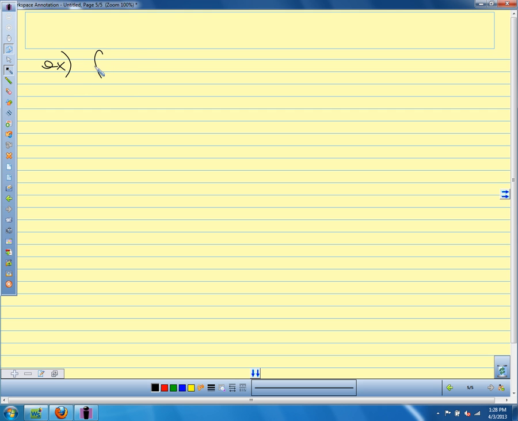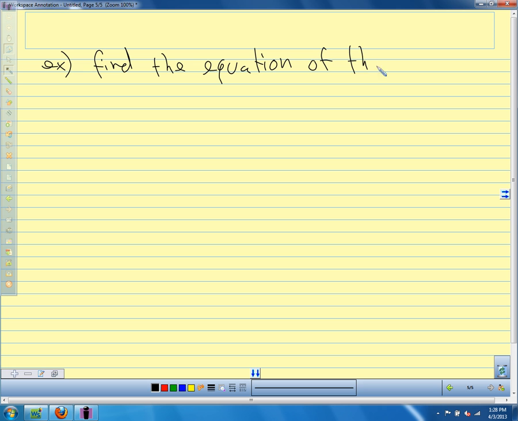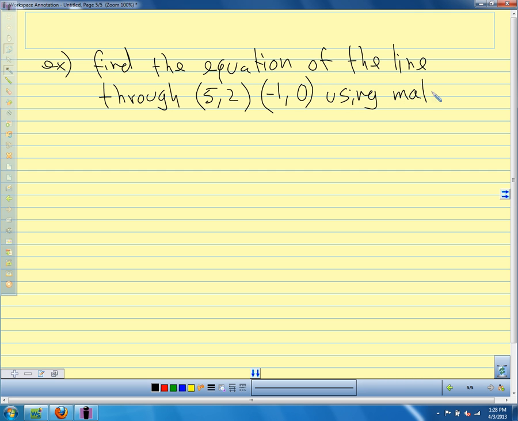We want the equation of the line through the points 5, 2, and negative 1, 0. So we know we have a way that we can find the equation of a line through 2 points that we learned in algebra. We can use the point slope formula. So we can find the slope and write the point slope equation. But this particular problem asks us to use determinants to do this.